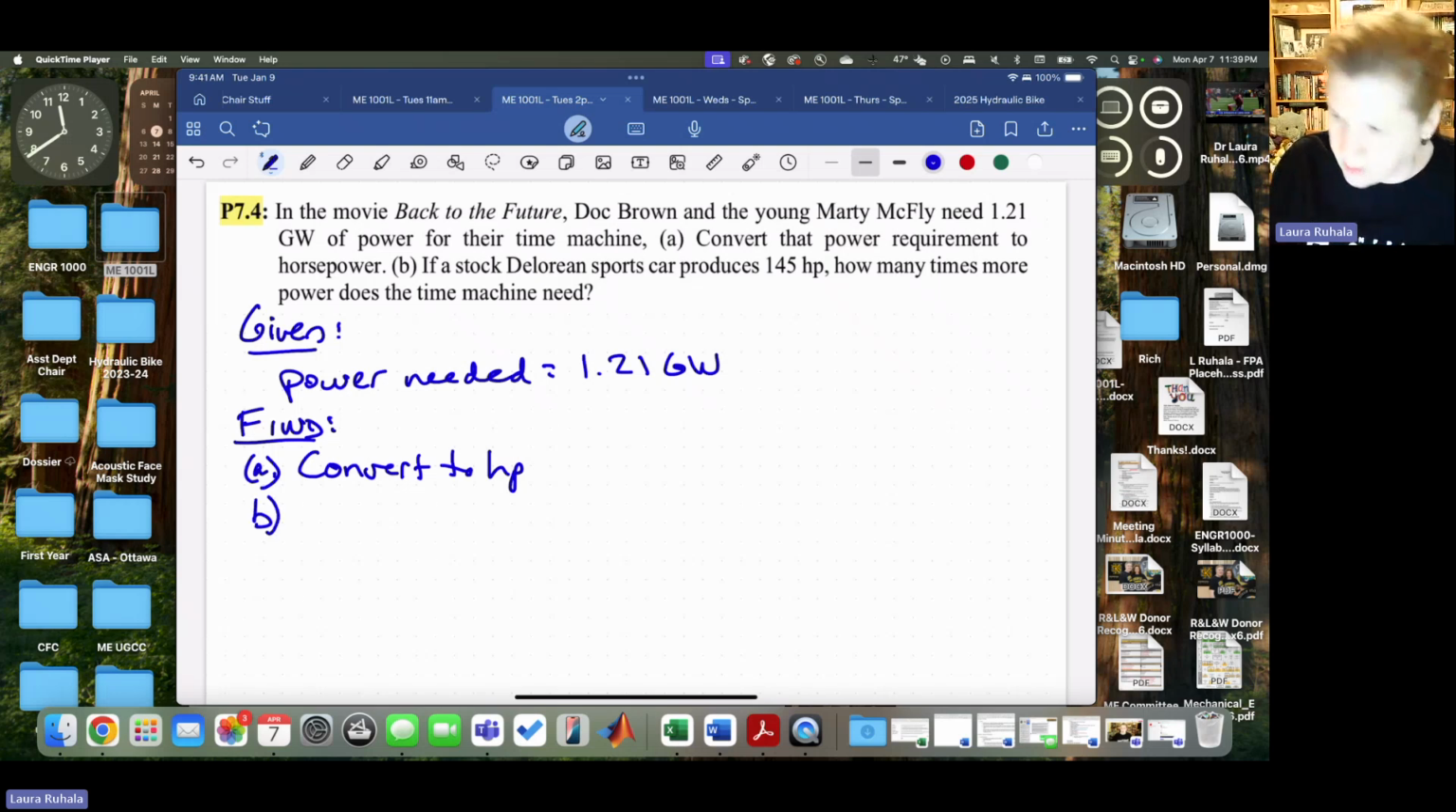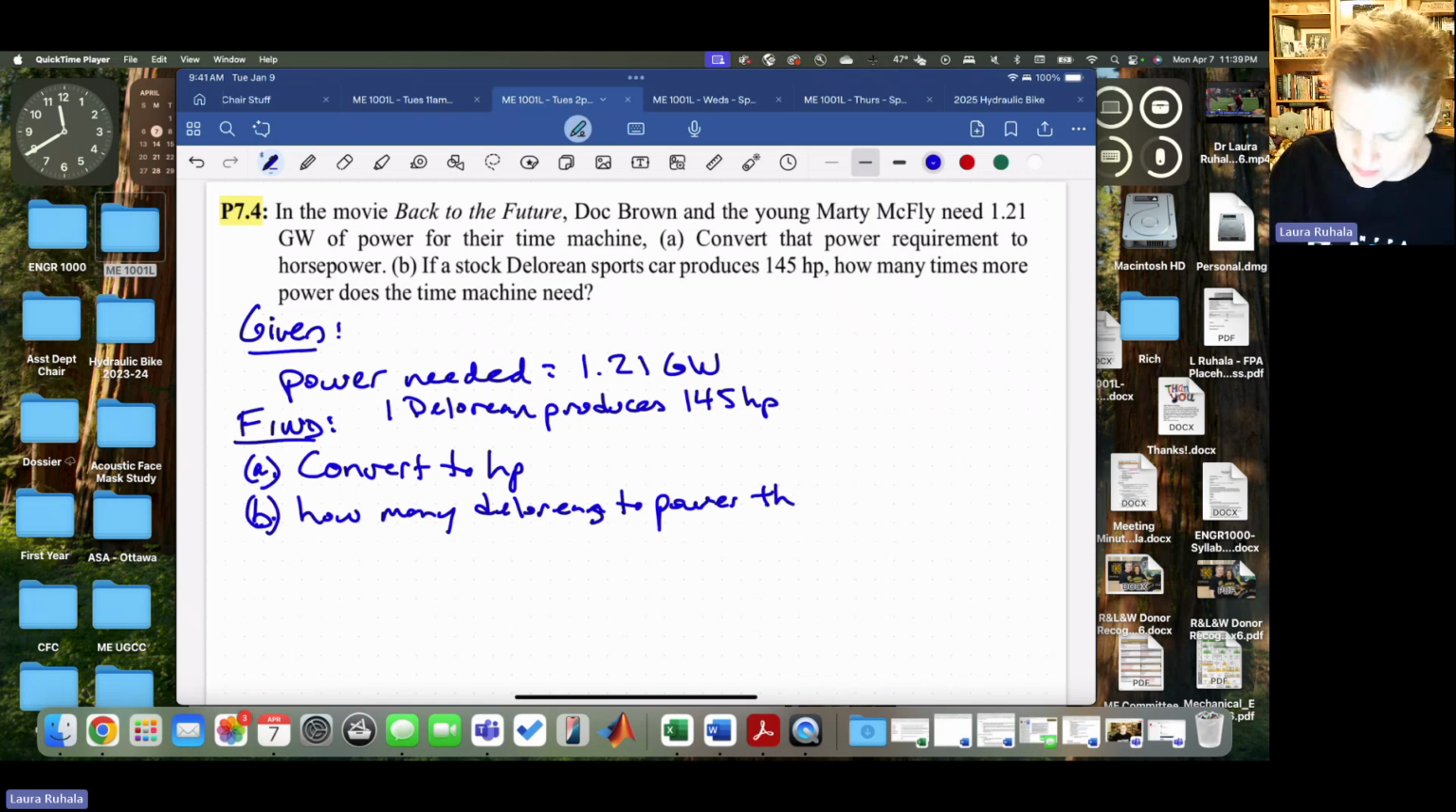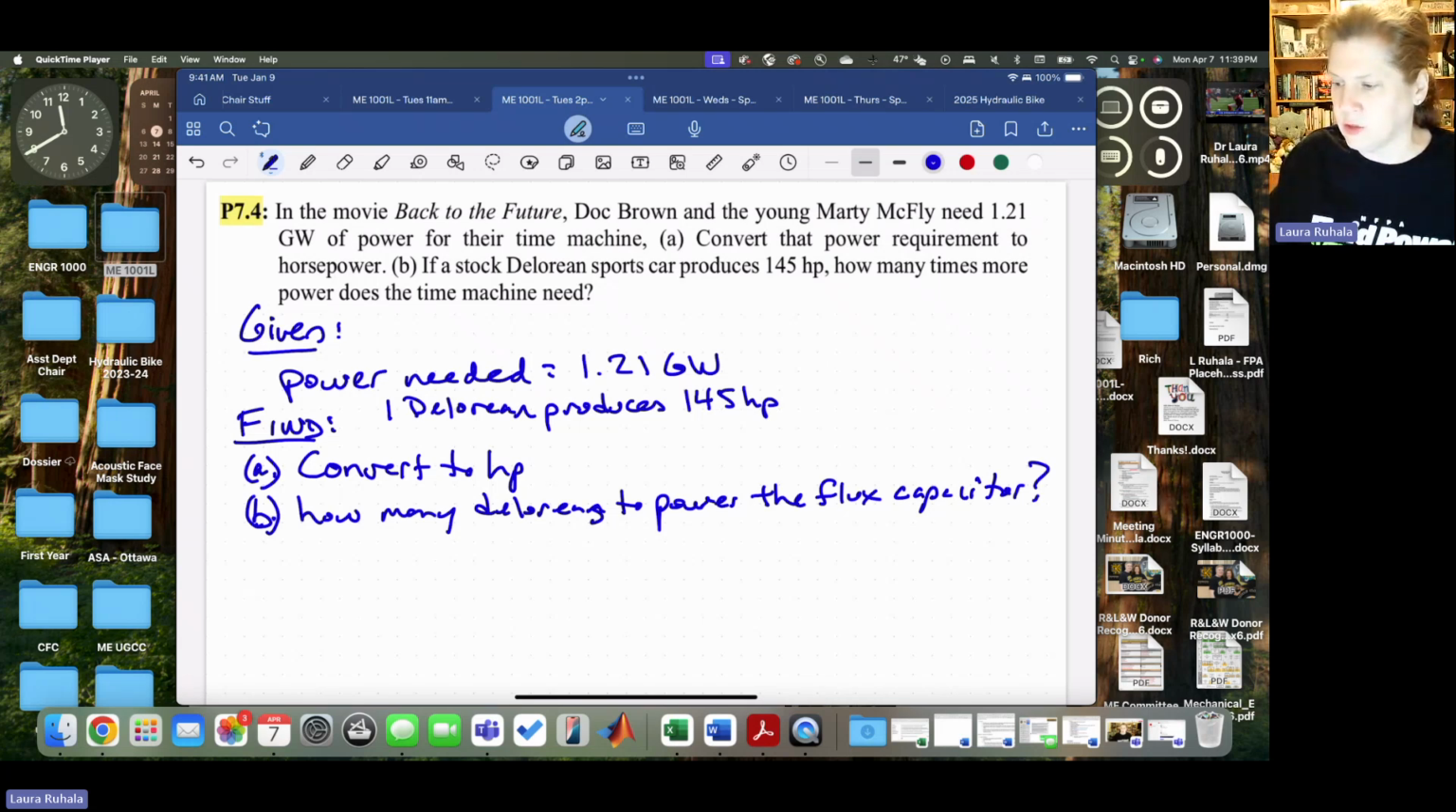And then B, how many DeLoreans? So one DeLorean, under the given, produces 145 horsepower. That's an accurate number. Okay, so how many DeLoreans to power the flux capacitor? All right, so my solution.